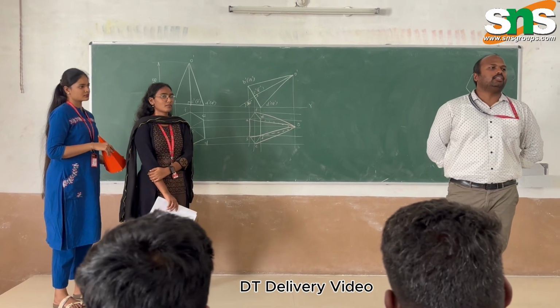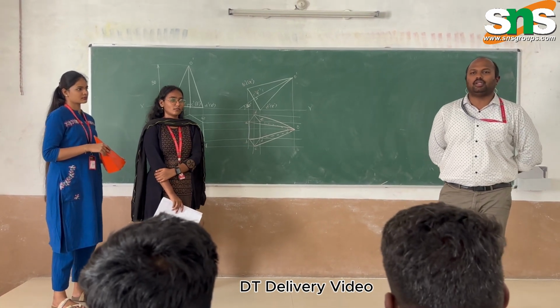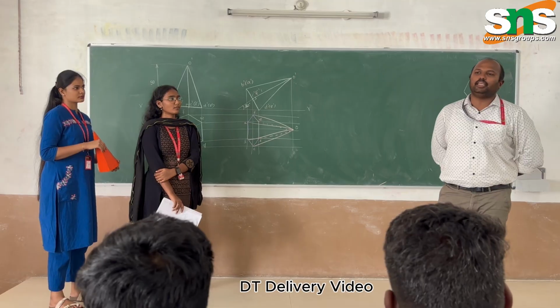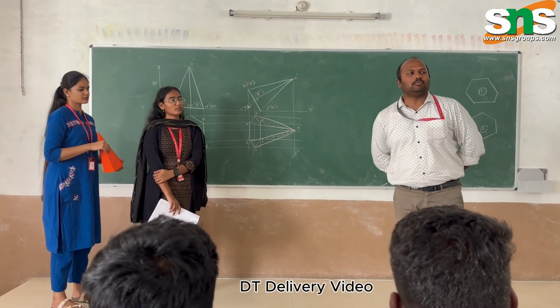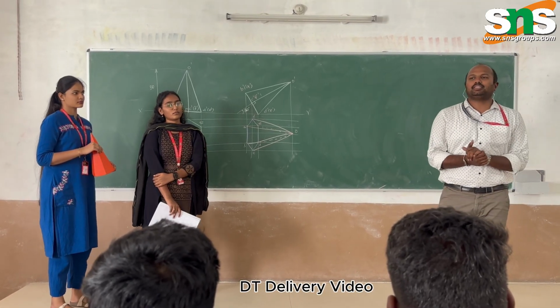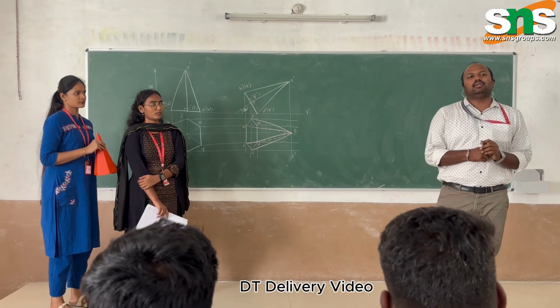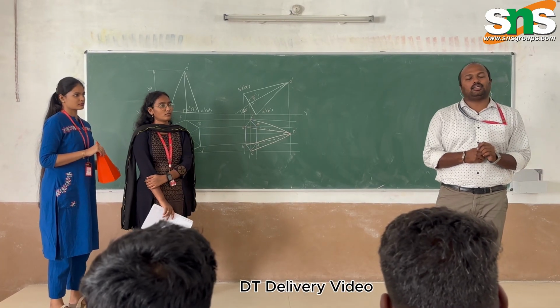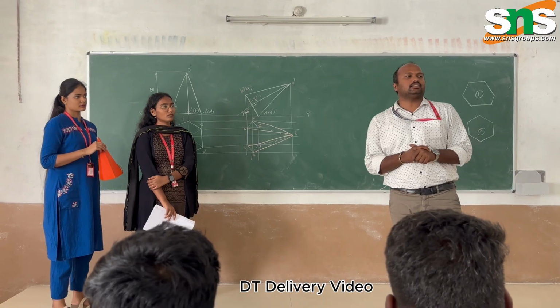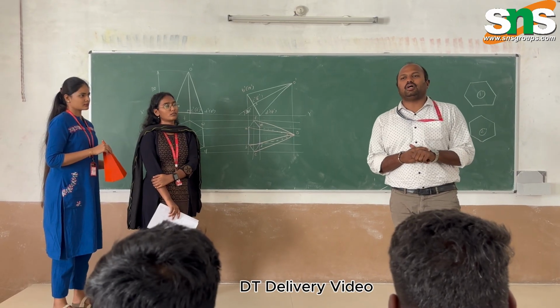Today we are going to see unit number 2, which is projection of solids. Previously we have seen 3 parts. One is 0 dimensional points. Second is 1 dimensional, that is projection of straight line. Then 2 dimensional, that is projection of lines and planes. In this unit we are going to see projection of solids.